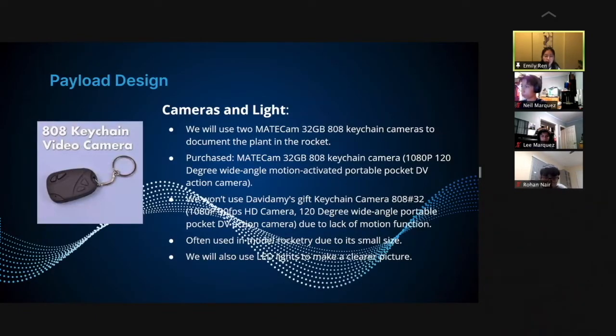For the cameras and light, we will use two MateCam 32 gigabyte 808 keychain cameras to document the plant inside the rocket. And this camera is a 120-degree wide-angle, motion-activated portable pocket camera. And this keychain camera is often used in model rocketry due to its small size, and we'll also use LED lights to make a clearer picture.